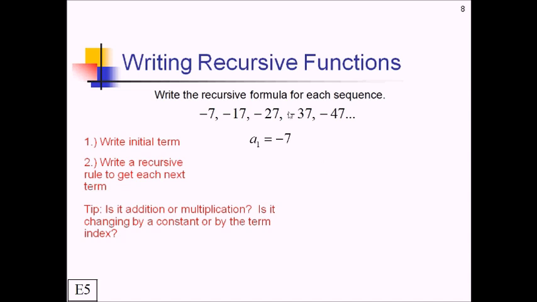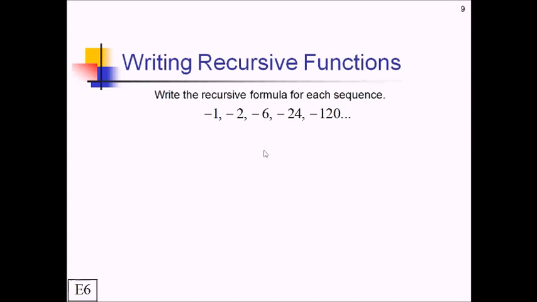In this case, we're going down by 10 for each next number in the sequence. So since we're subtracting 10 from the last term, we can write an equals the last term. We express that again with an minus 1 minus 7 to subtract 10.